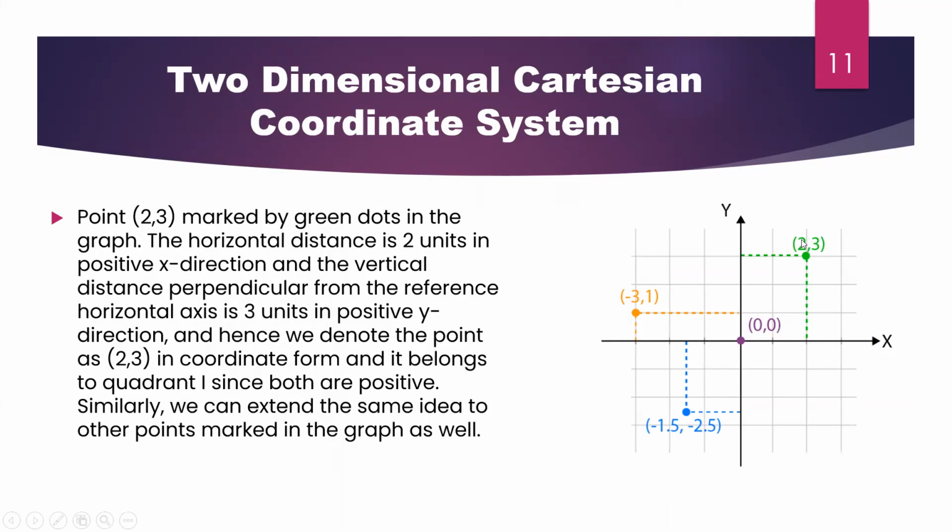Point 3 marked by green dots in the graph: the horizontal distance is 2 units in positive x direction and the vertical distance perpendicular from the reference horizontal axis is 3 units in positive y direction. And hence we denote the point as (2, 3) in coordinate form and it belongs to quadrant I since both are positive. Similarly, we can extend the same idea to other points marked in the graph as well.